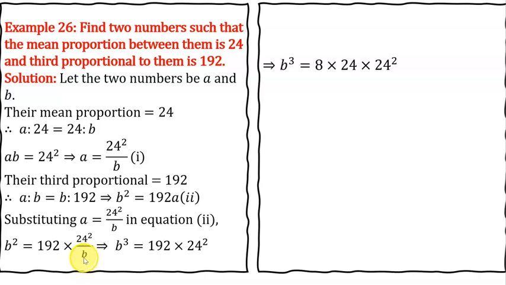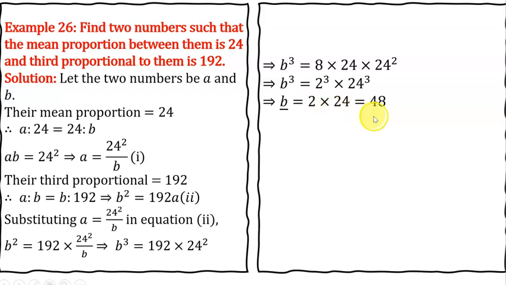If you simplify this, then you will get b cube, b into b square, that is b cube is equal to 192 into 24 square. Next, the factors of 192 is 8 into 24, into 24 square. 8 means 2 raised to 3, and this is 24 raised to 3, and hence b cube is equal to 2 raised to 3 into 24 raised to 3. Take cube root on both sides, then you will have b is equal to 2 into 24, and that's equal to 48. Okay, b is equal to 48.